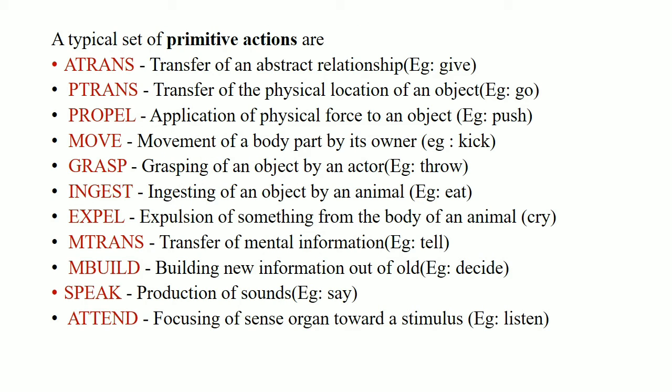A trans is a transfer of an abstract relationship, that is give, transferring possession. P trans is the physical location change, that is go, went. I went to school. What is the relationship between I and school? Went is an action. That is represented by P trans because I am moving physically from one location to another.